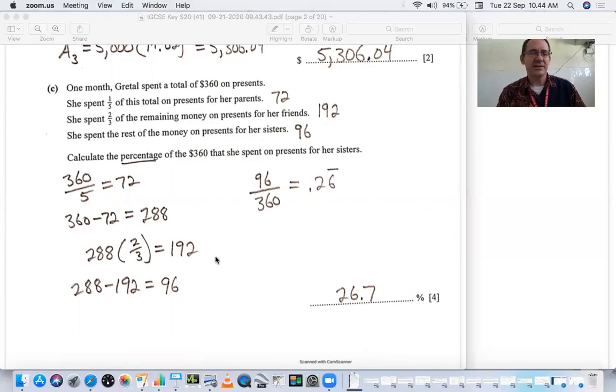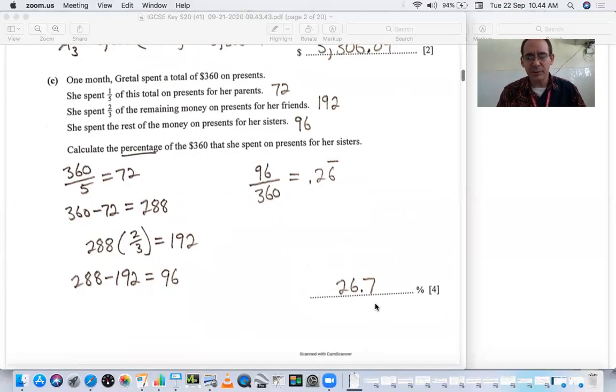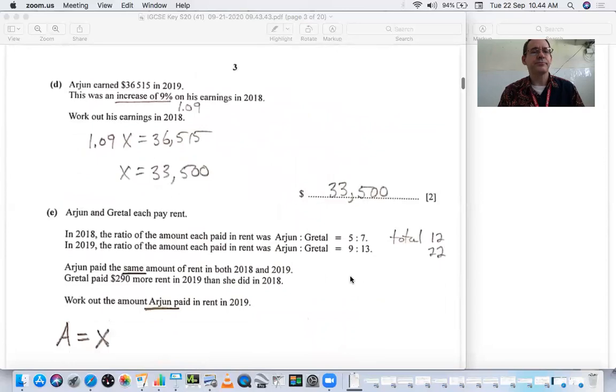So that's 96. Calculate the percentage of the 360 that she spends on presents for her sisters. So that's 96 out of the 360, which comes to 0.26 repeating. And as a percent would be 26.7%, and it's to 3 significant figures.